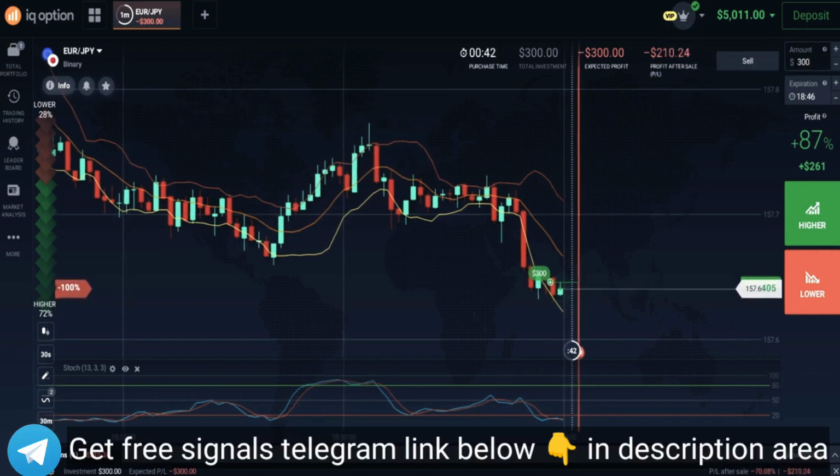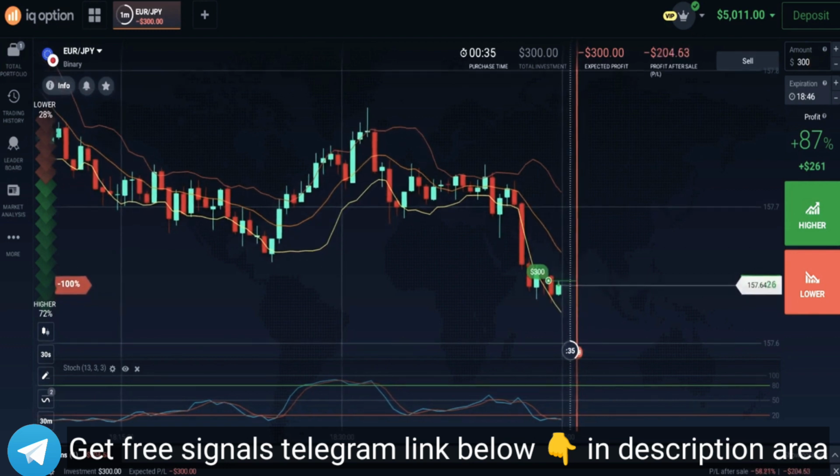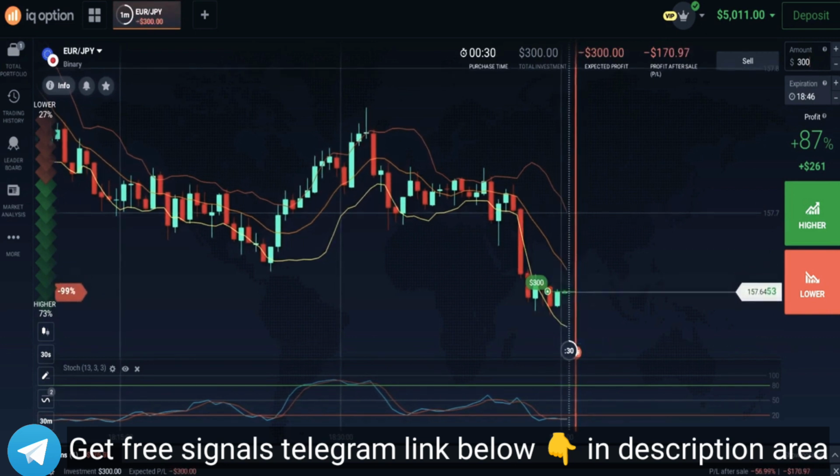Candle timeframe 30 second and expiry will be 2 minutes. Avoid trading during news release time. Best trading time European sessions and New York sessions. This indicator system can be used on any currency pair.